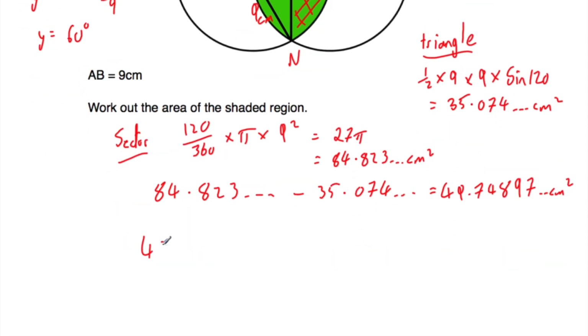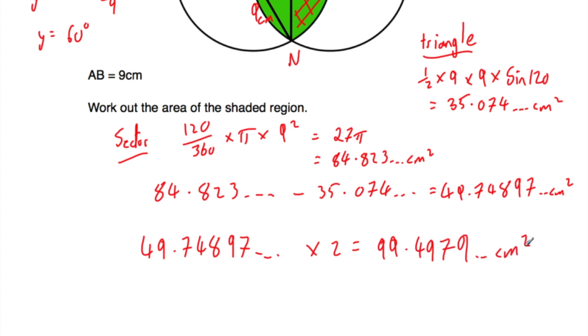So let's take our 49.74897 and so on, and multiply that by 2, and that's equal to 99.4979 and so on centimeters squared. And let's just round our answer to 3 decimal places. It's going to be 99.498 centimeters squared. And that's it.